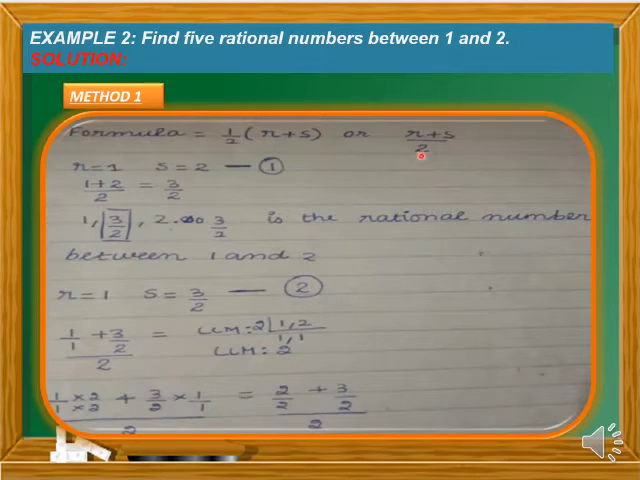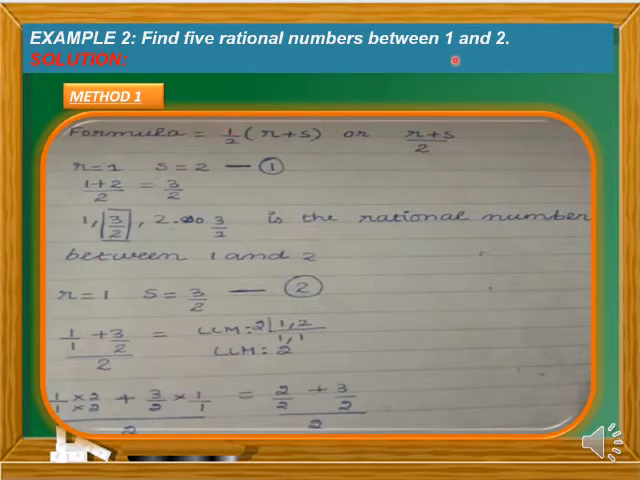How? (r plus s) divided by 2 should be made in the form of multiplication: the division symbol changes to a multiplication symbol, and the 2 gets its reciprocal, that is 1 by 2. So it changes into this form.